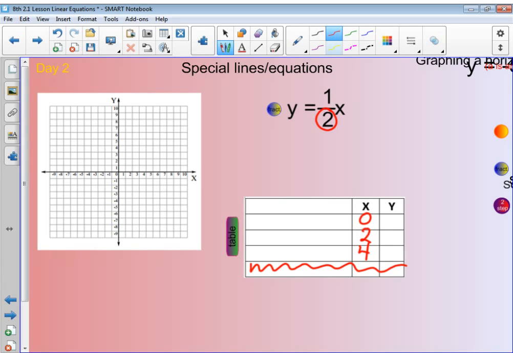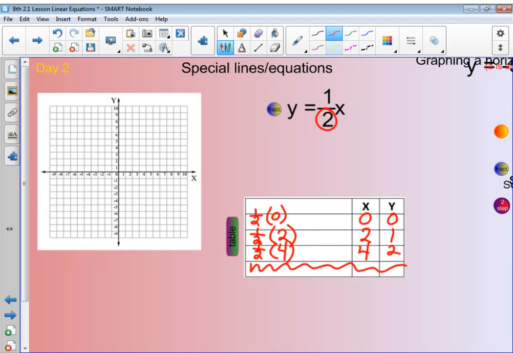So if I now substitute in, another way of reading this, half times x, is half of 0. Well, what's half of 0? That's 0. Half of 2. Well, half of 2 is 1. Half of 4. Well, that would be 2.